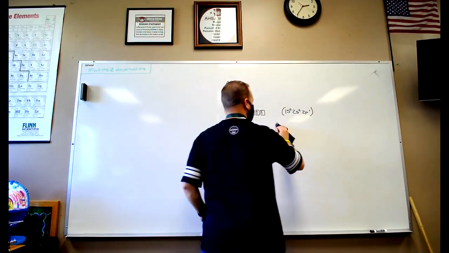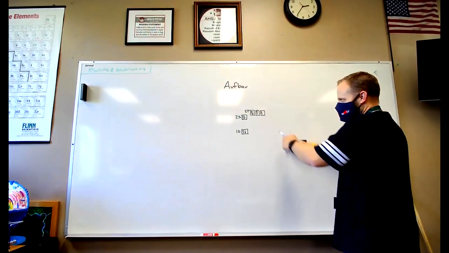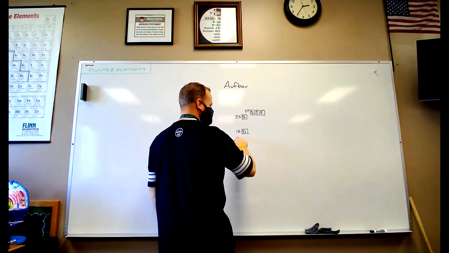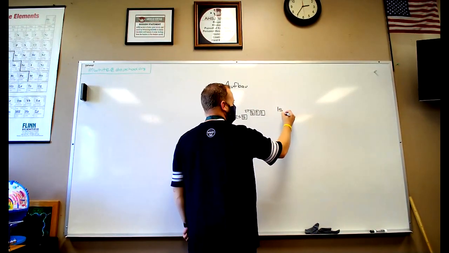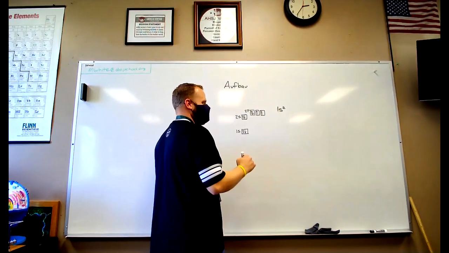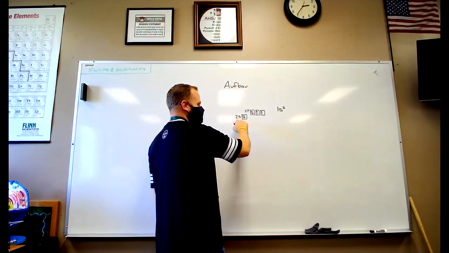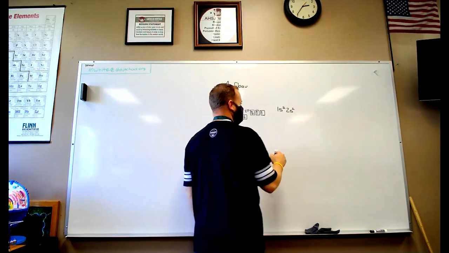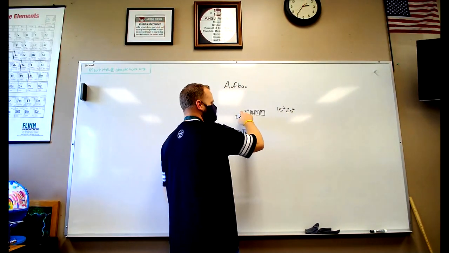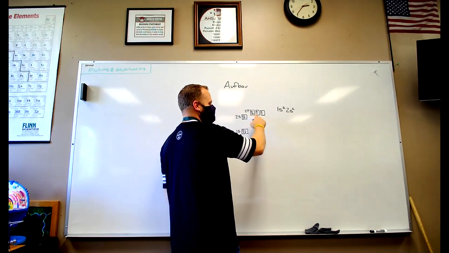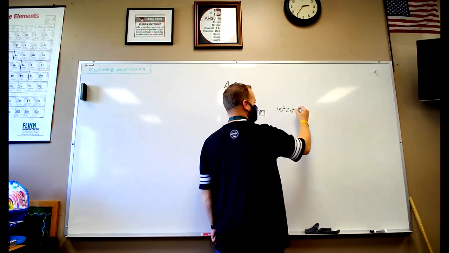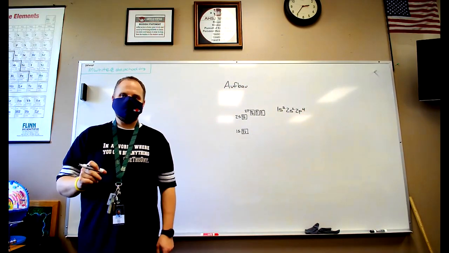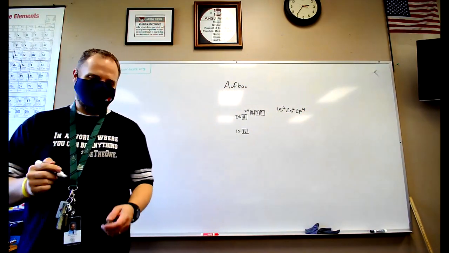So let's write the electron configuration for oxygen. Okay. So once again, we have 1s, and there's 2 in there. Next energy level is 2s, and there's another 2. 2p, we have 1, 2, 3, 4. That's the electron configuration for oxygen. Okay.